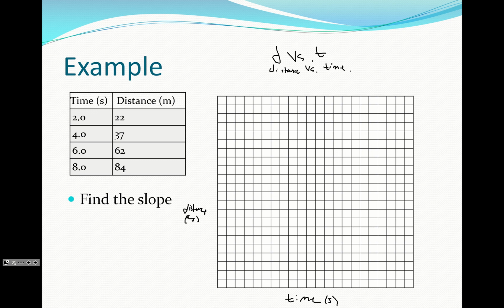It's always y versus x. That's how we have to title it. Okay, and now we want to get our scale. So our distance goes up to 84, and we have 1, 2, 3, 4, 5, 6, 7, 8, 9, 10, 11, 12, 13, 14, 15, 16, 17, 18, 19, 20, 21, 22. So we have 22 boxes.